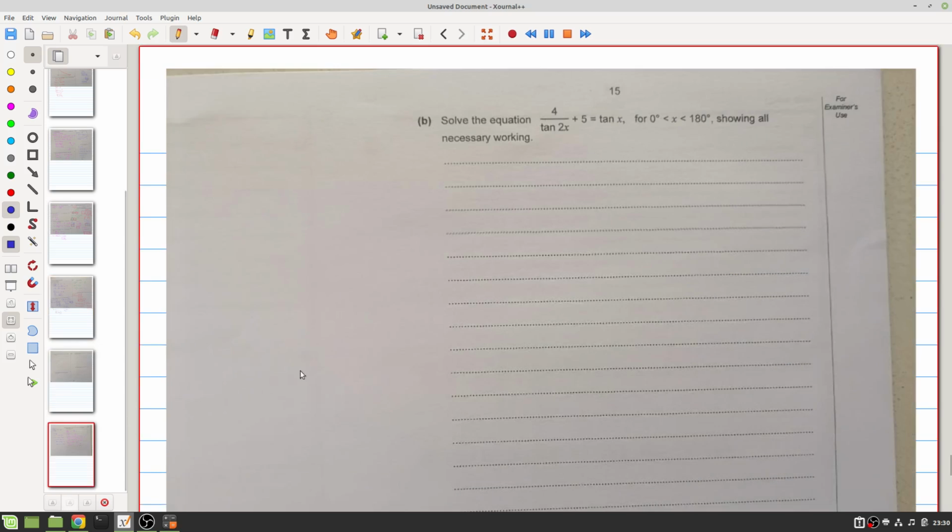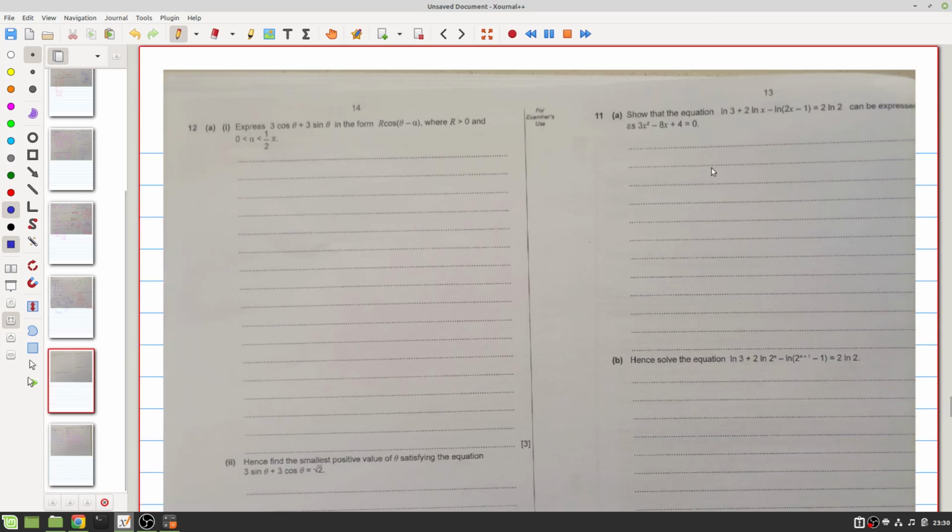Page 13, 14, and then 15, then we're done. Last 3 pages. So this page, and then the next one. Question 11. Okay, show that this equation can be expressed as this.